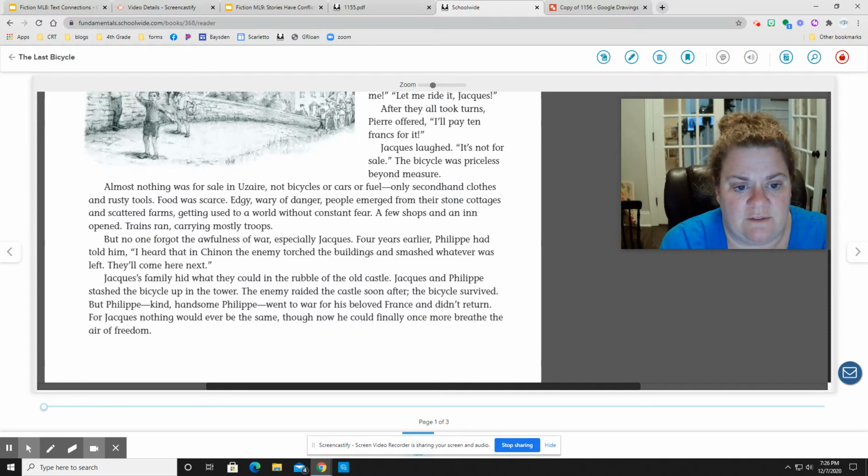And also, it sounds like food was scarce and businesses weren't open, and so you really didn't know where or how to get supplies to rebuild, even though the war is over. And we're going to keep on reading.